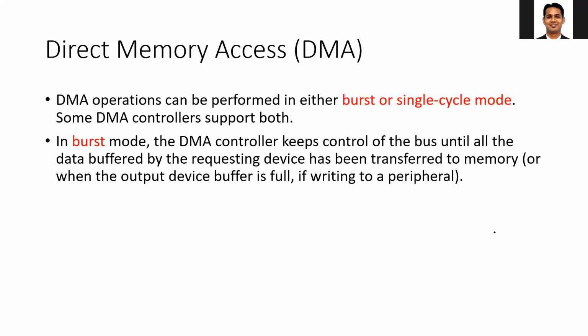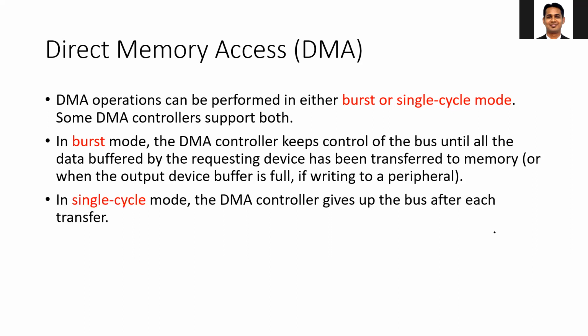In the burst mode, the DMA controller keeps control of the bus until all the data buffered by the requesting device has been transferred to the memory. So there are two modes: one is the burst mode and the other is the single cycle mode. In the burst mode, your DMA controller keeps control of the bus till it transfers all the data. Suppose you are transferring 1 MB of data, and at a time you can transfer only a few KB. Until you transfer all the 1 MB of data, you keep access to the bus.